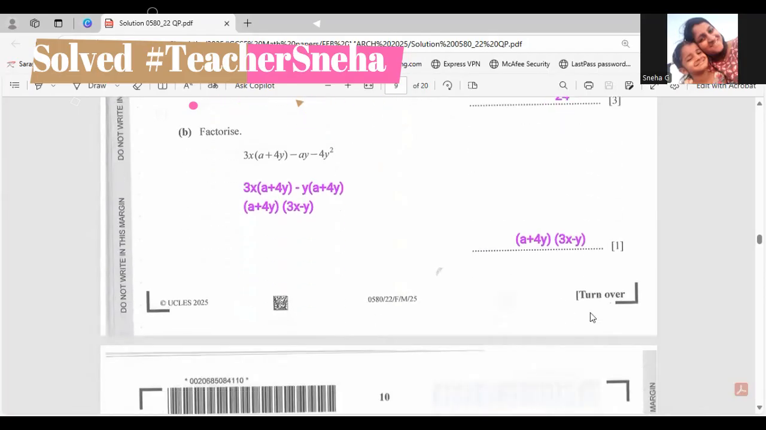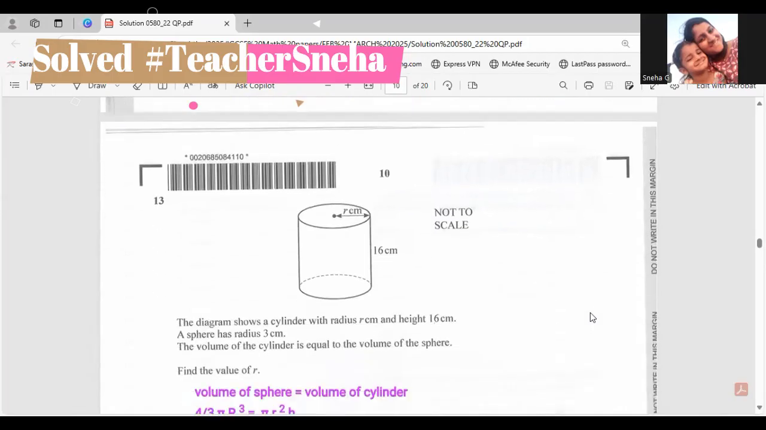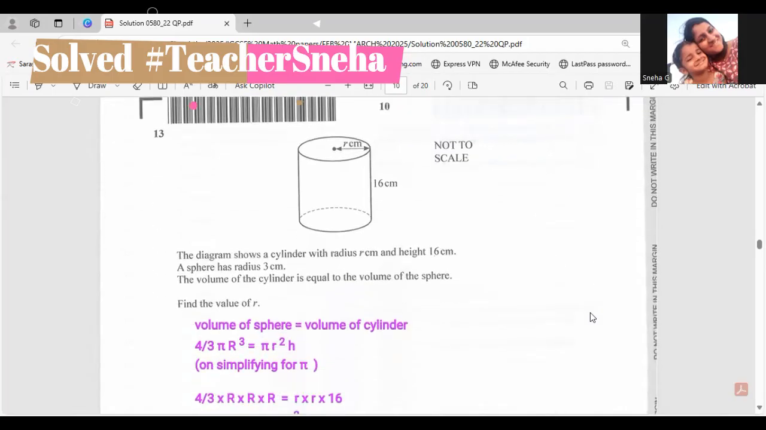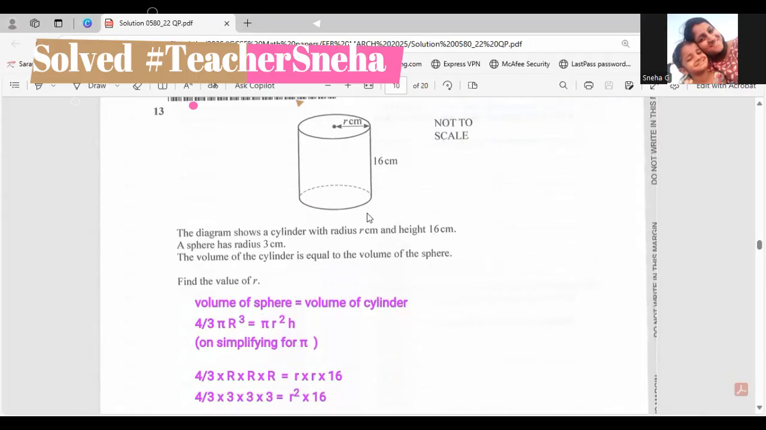From here, we move further to question number 13, in which we have been given a diagram of a cylinder, and it says the diagram shows a cylinder with radius r and the height is 16 centimeters. Another sphere has a radius of 3 centimeters. The volume of the cylinder is equal to the volume of the sphere. We have to find out the value of r, that is the radius of the cylinder.